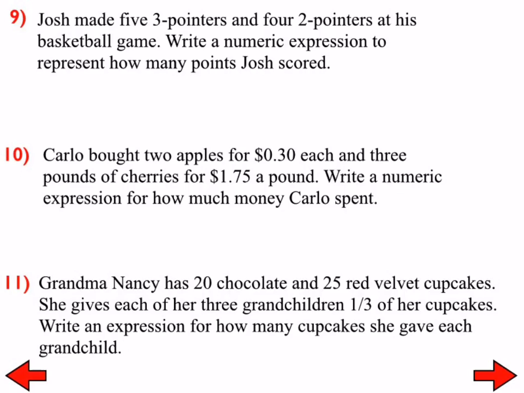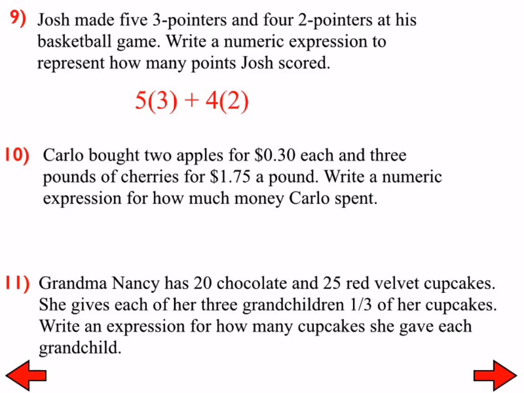So for example, number 9, Josh made 5 3-pointers and 4 2-pointers at his basketball game. Write a numeric expression to represent how many points he scored. It's not asking for how many points, just a numeric expression, so that might be something like 5 times 3 plus 4 times 2. Okay? You go ahead and finish 10 through 17. I'll give you about 4 or 5 minutes, and then we'll spend a couple of minutes going through those with our shoulder partner.